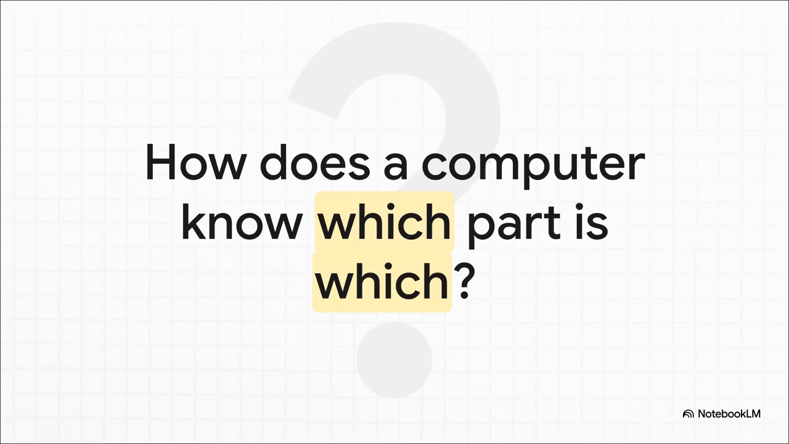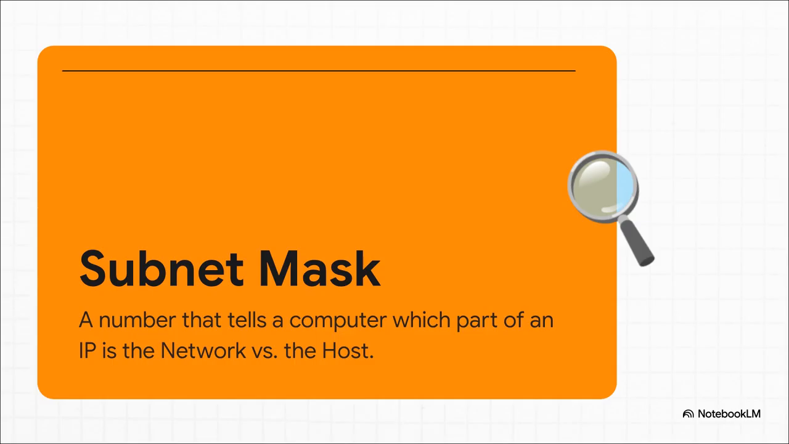And that is the million-dollar question, isn't it? I mean, if you just have a string of numbers like 192.168.1.50, how does a device know where the street name ends and the house number begins? It needs some kind of divider. And that divider has a name, the Subnet Mask. Now, it looks a lot like an IP address, but its only job is to draw a line in the sand. It tells any computer, hey, listen up, this part of the address is the network, and this other part is the specific device. It's the simple little tool that makes this whole system work.